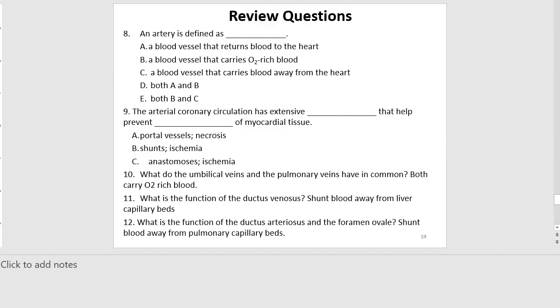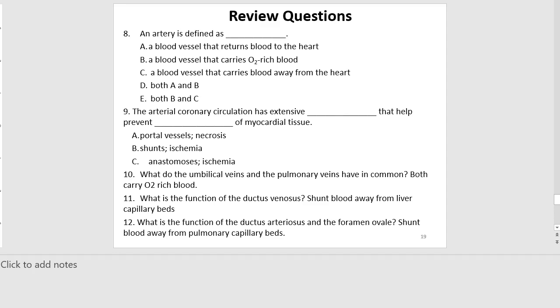They're just a continuation of the other review questions from the other lectures, so that's how they're numbered. I'll read them to you. Number 8 says, an artery is defined as what? A, B, C, D, or E? A blood vessel that returns blood to the heart, a blood vessel that carries O2-rich blood, a blood vessel that carries blood away from the heart, or some combination of those 3, either A and B or B and C. We'll look at the answer in just a second.